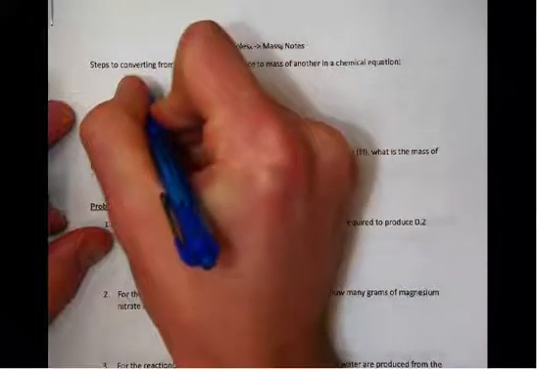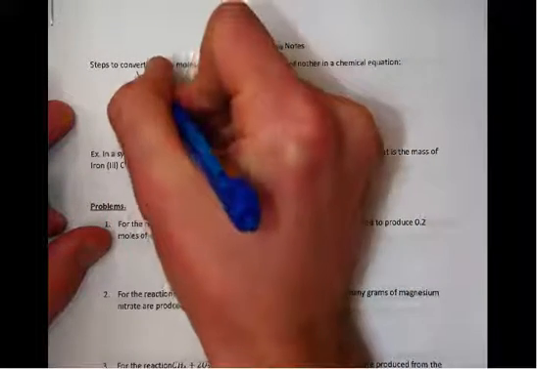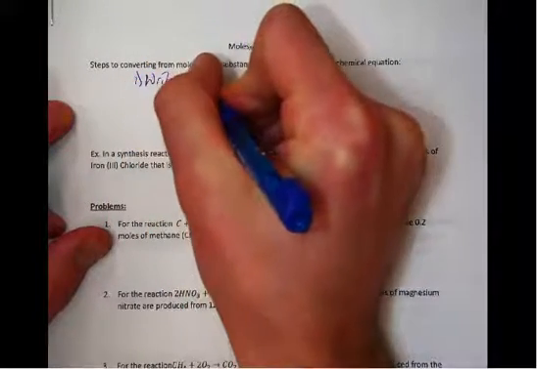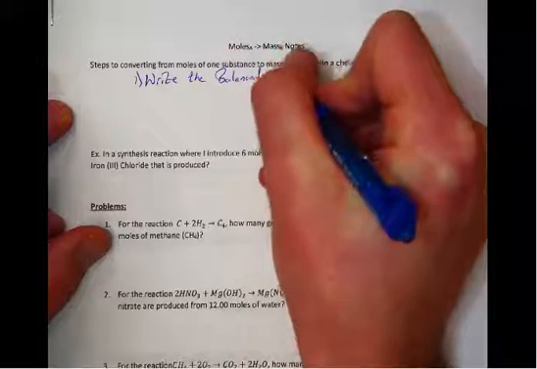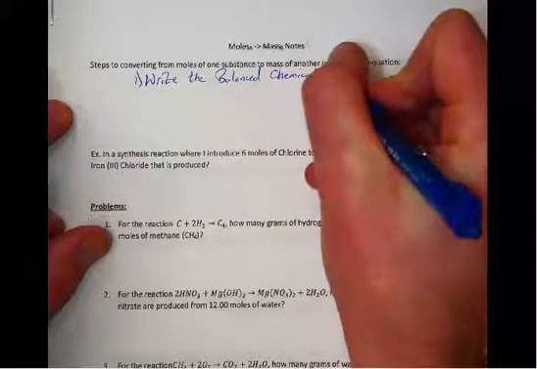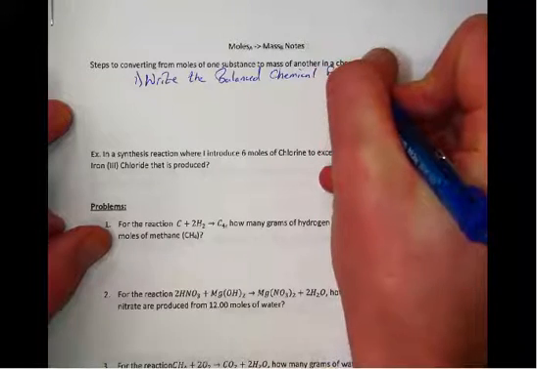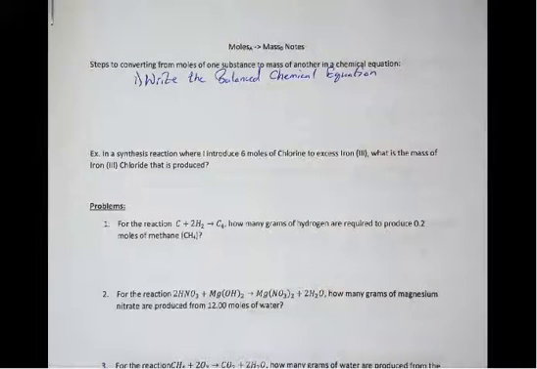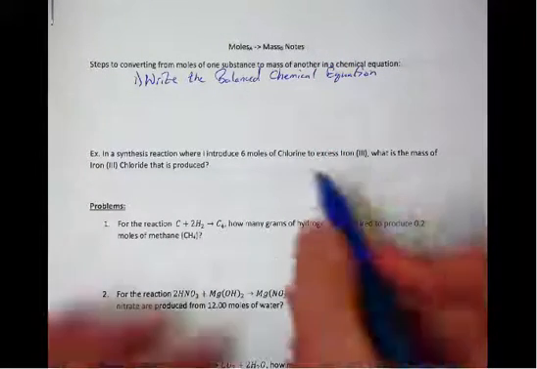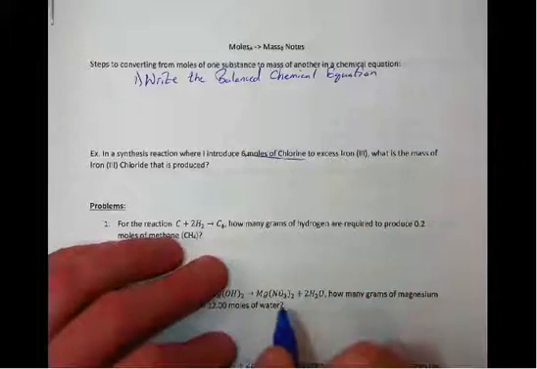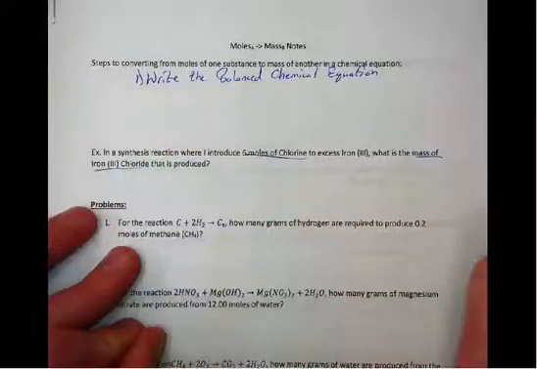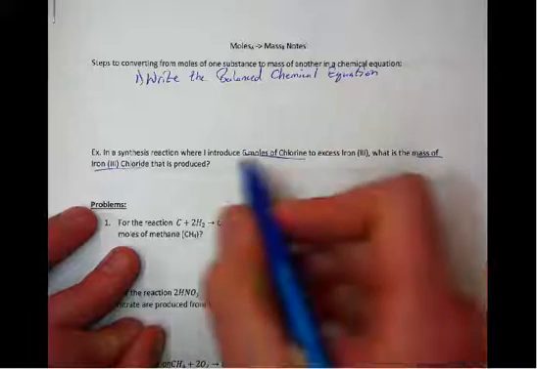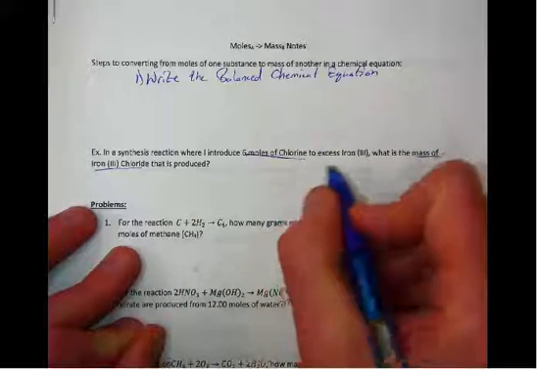Step 1, we are going to write the balanced chemical equation. Alright, our problem is a synthesis reaction where I introduce 6 moles of chlorine to excess iron (III). What mass of iron (III) chloride is produced? So we're going to add 6 moles of chlorine to excess iron (III).